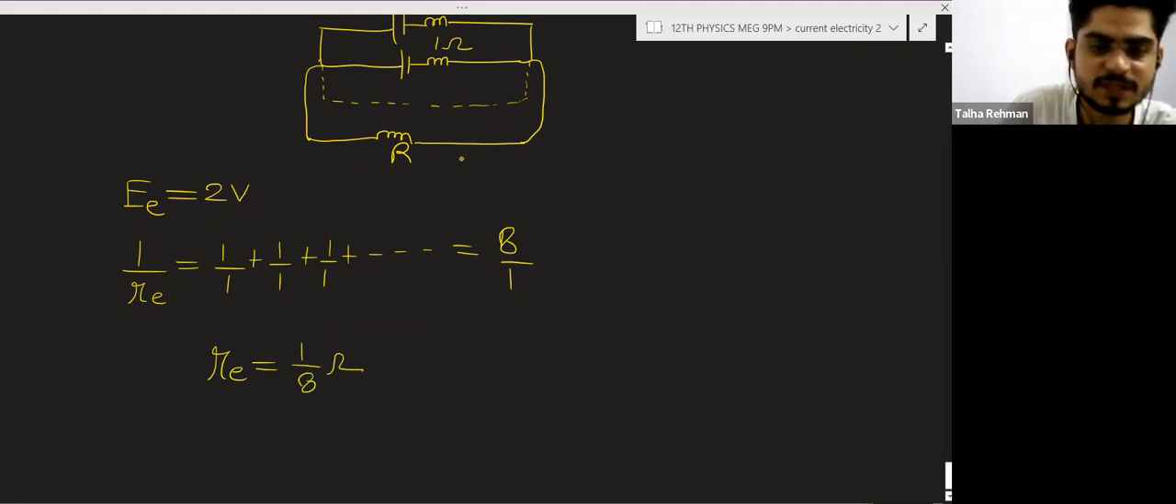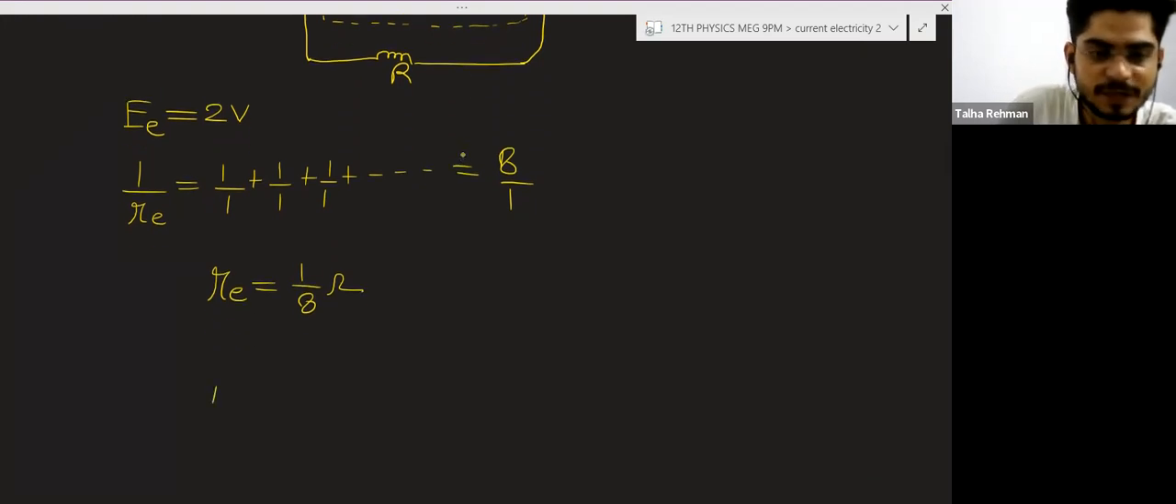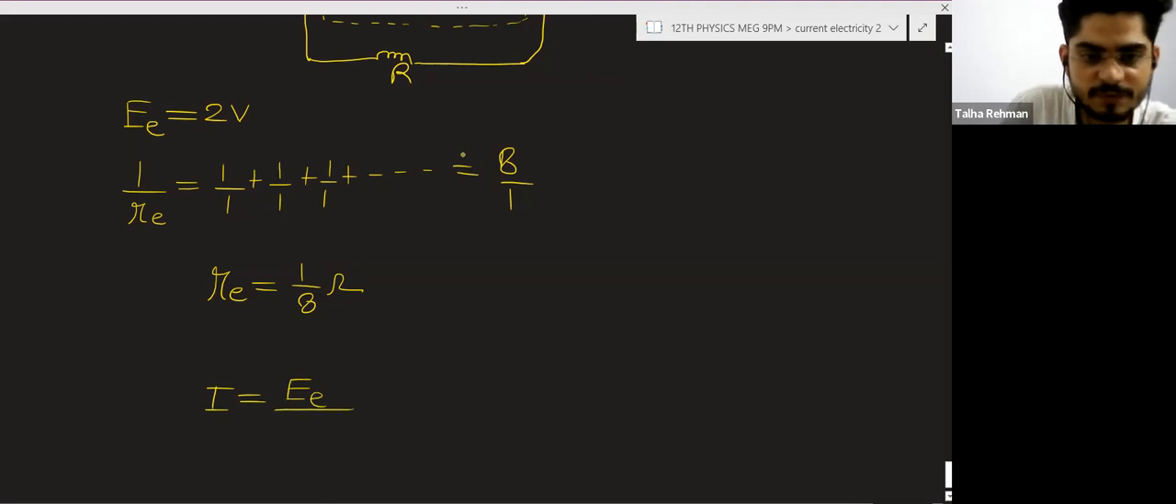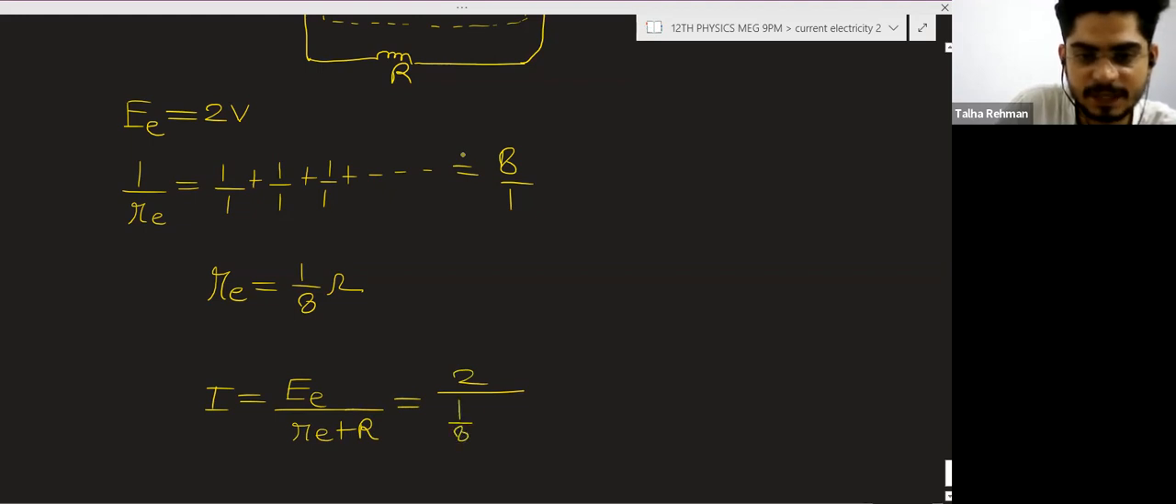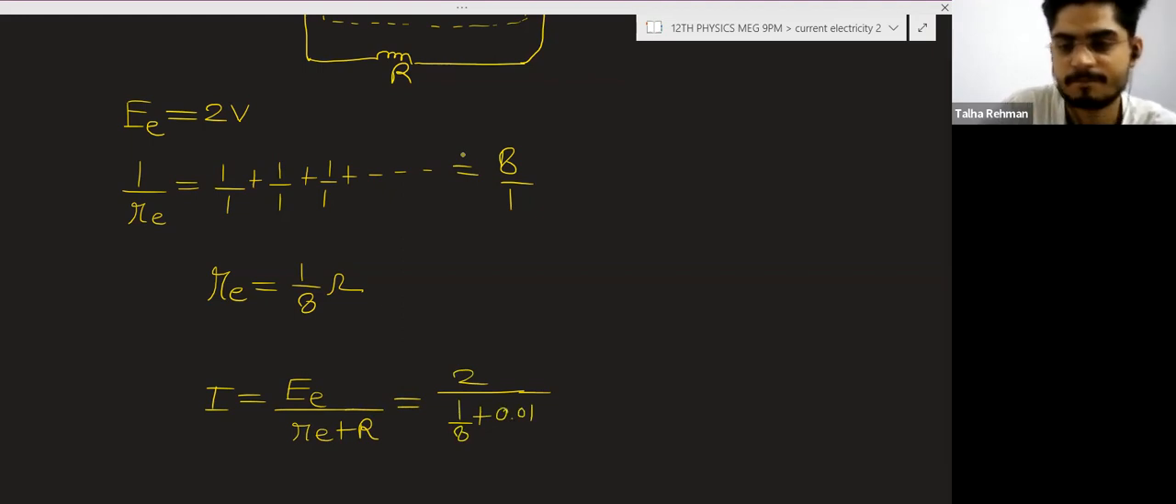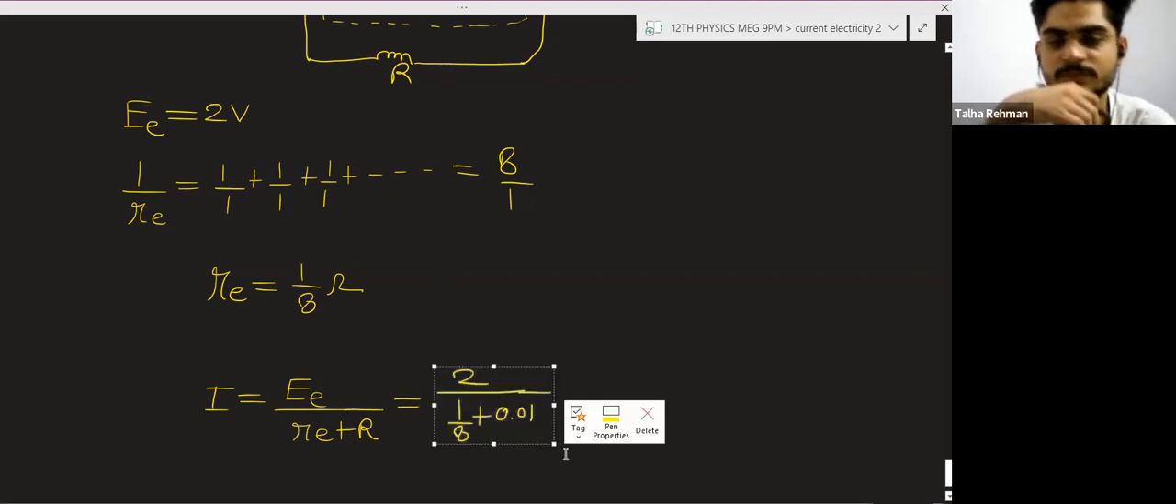And what is the external resistance? We already know. If you want to find the current, equivalent EMF divided by total internal resistance plus external resistance. Equivalent EMF is 2, divided by R equivalent 1 by 8, plus 0.01. Hamza, can you solve this? Just try this.